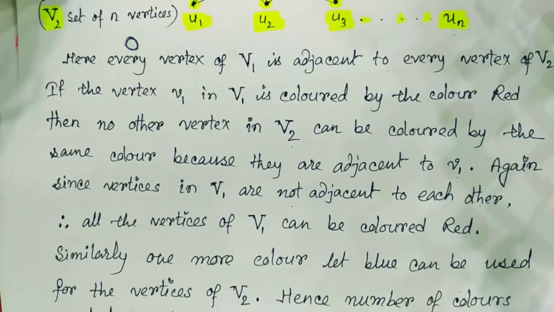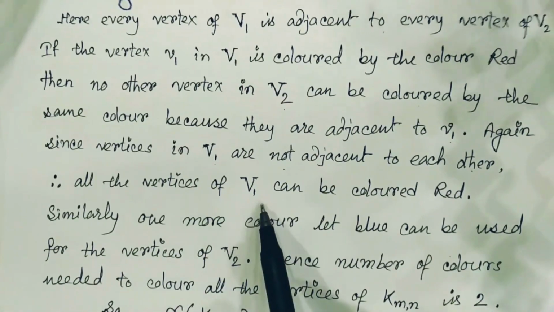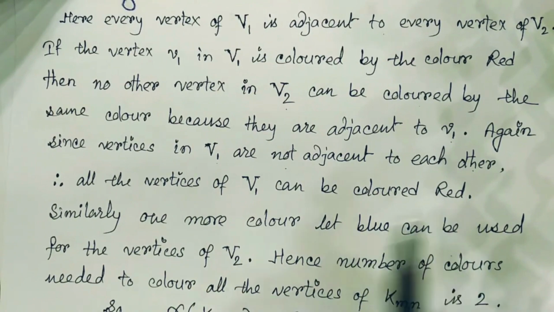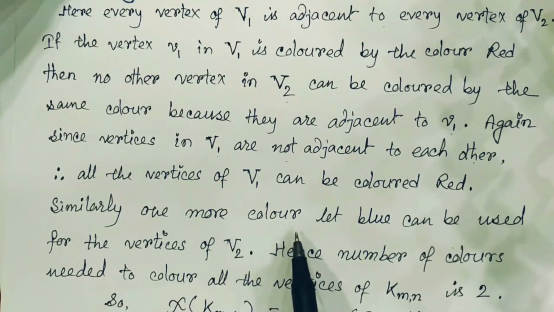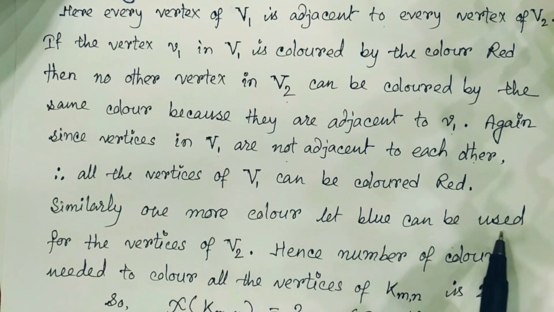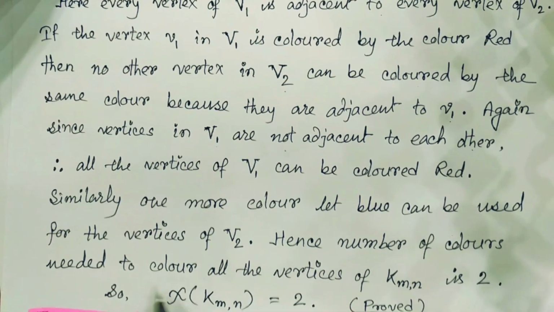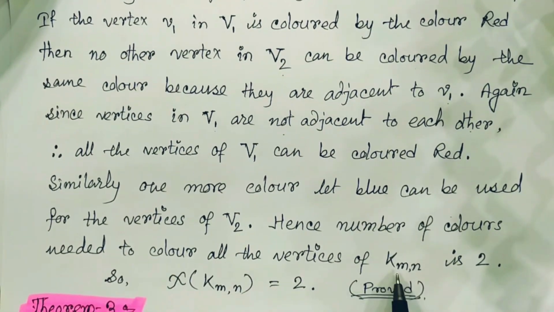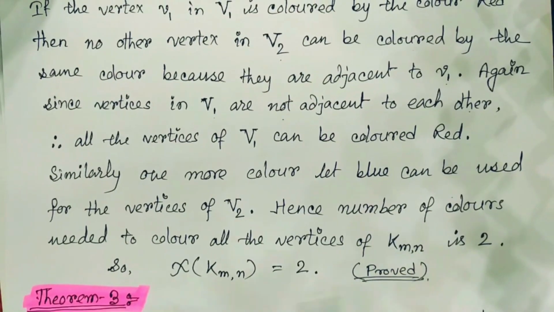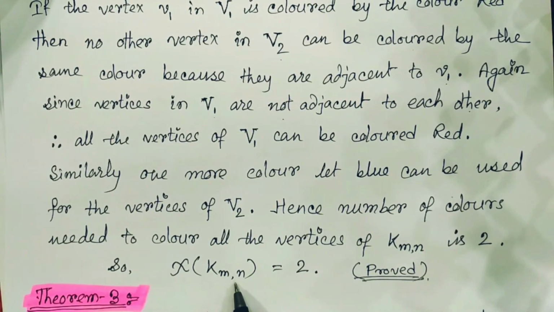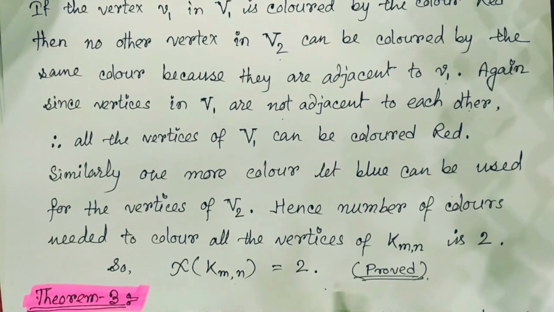So we can say all the vertices of V1 can be colored red. Similarly, one more color, let blue, can be used for the vertex V2. So hence the number of colors needed to color all the vertices of K(m,n) is 2. So the chromatic number of any bipartite graph is always 2.